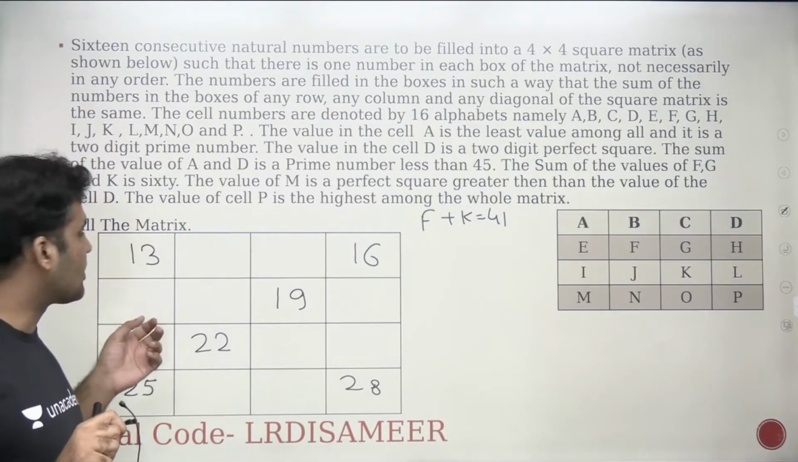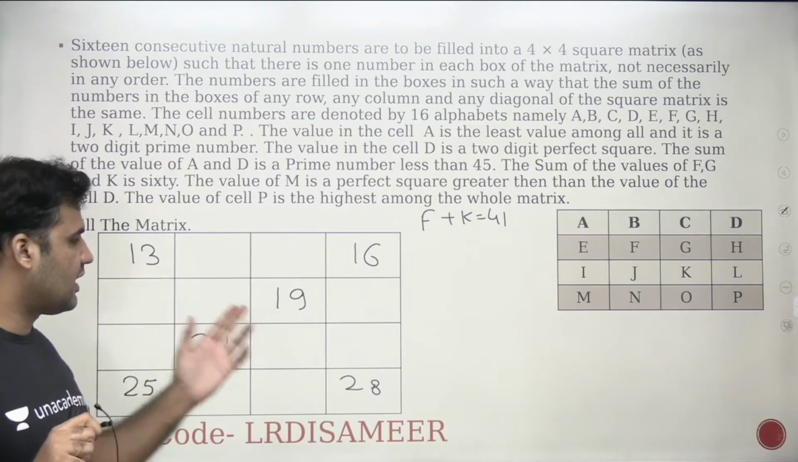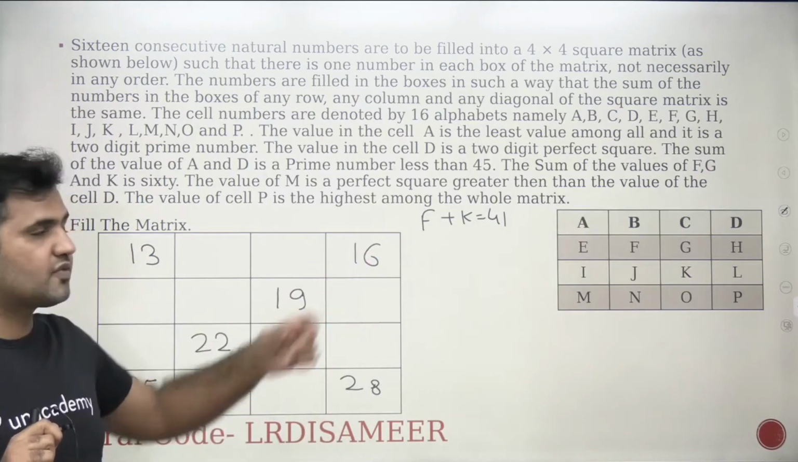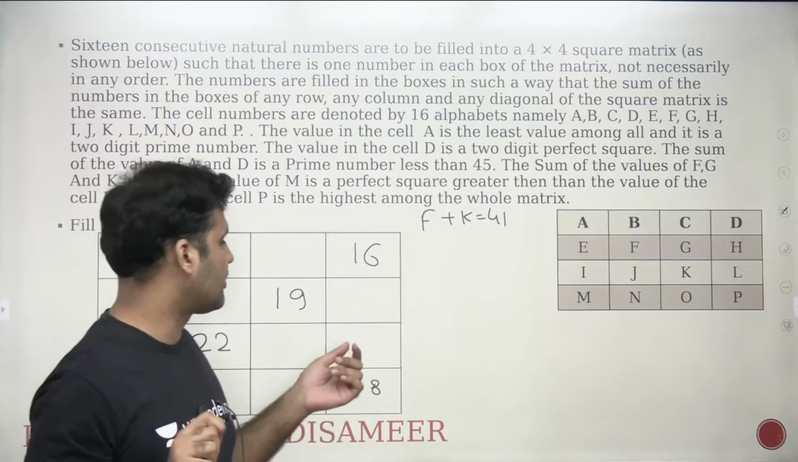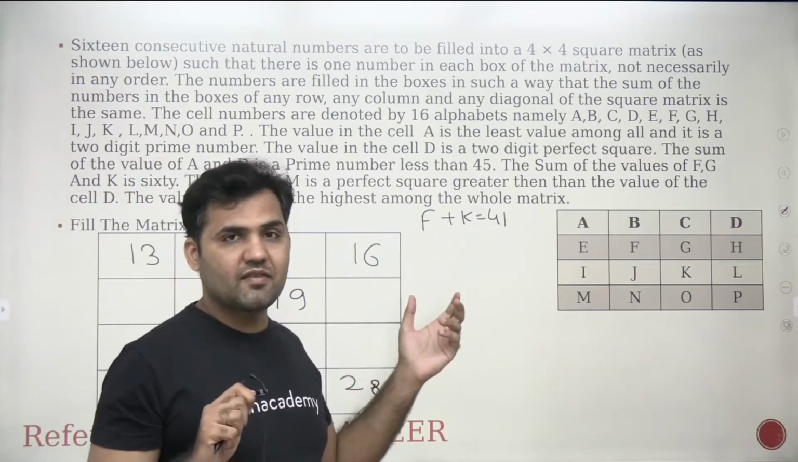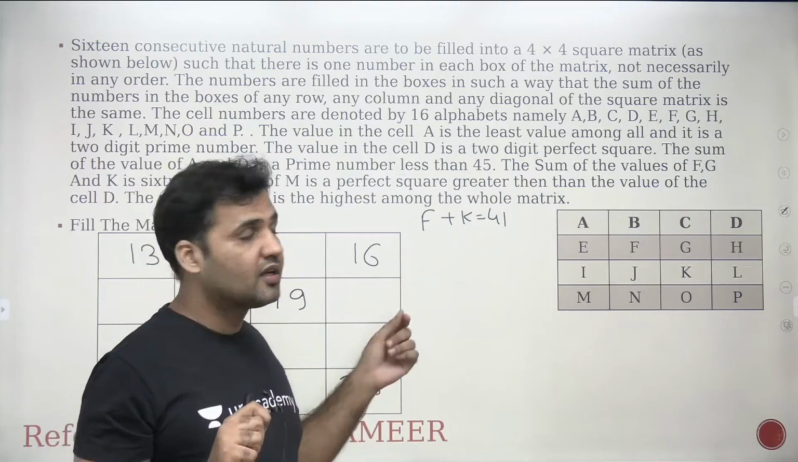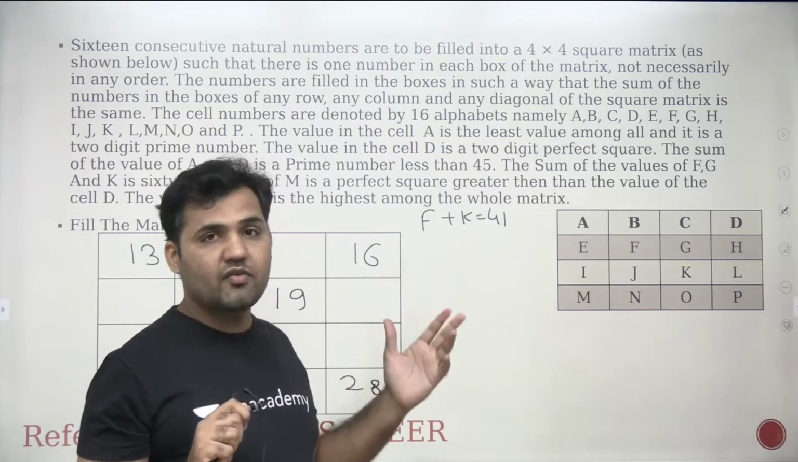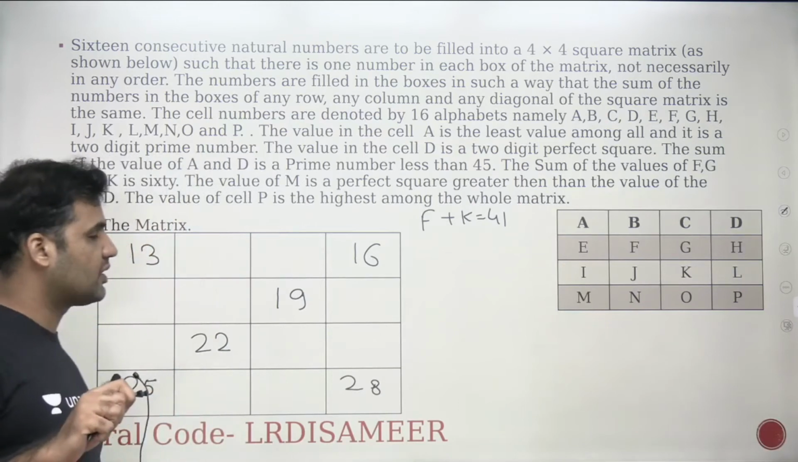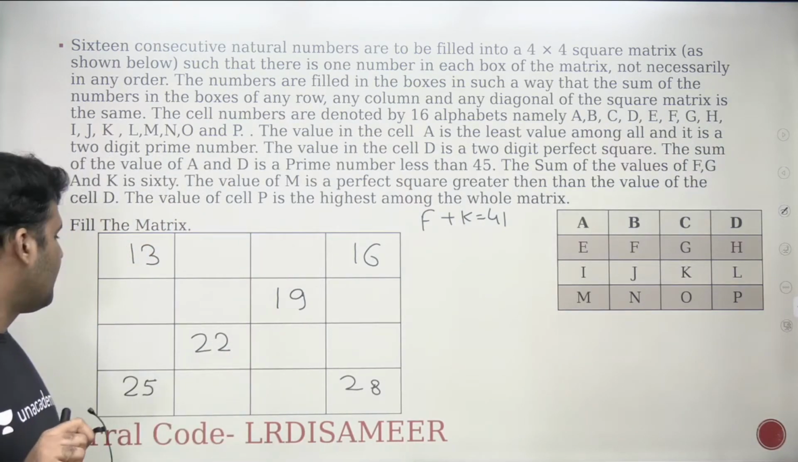Now you have to look for the numbers which are greater than 13, less than 28, but the summation is 41. Multiple cases are possible. 14 plus 27 is an option, right? 15 plus 26 is an option. 16 plus 25, a lot of combinations, right? We cannot straight away just keep on writing it down.